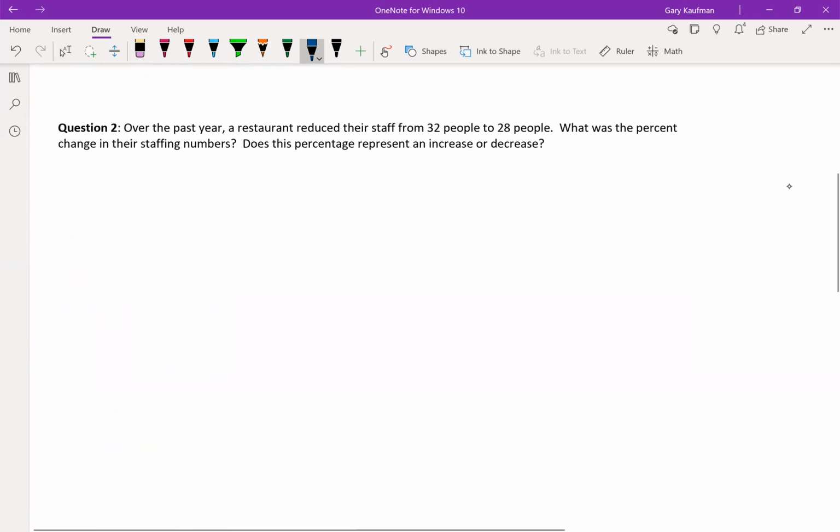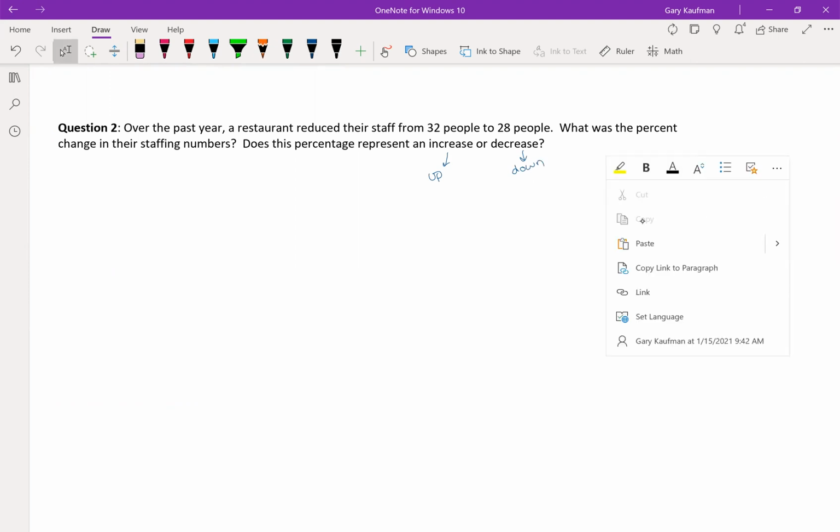Here's my hint for question 2. One of the most important things, again, to think about is: is this an increase or decrease? Start there. Increase means from the previous year, it's going to be going up, versus decrease is going down. And this is going to be important when you're finding that percentage.